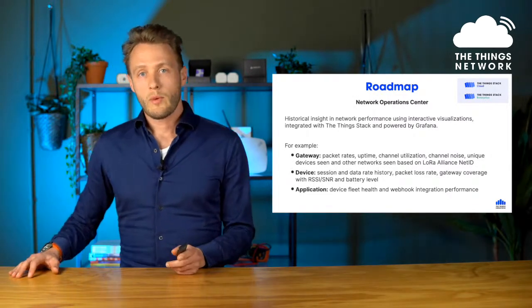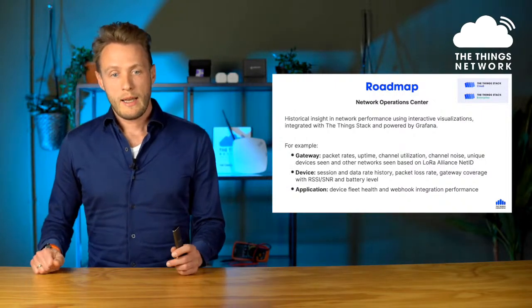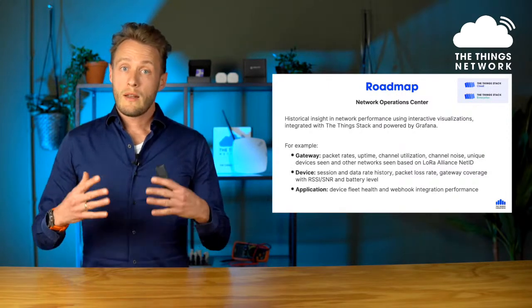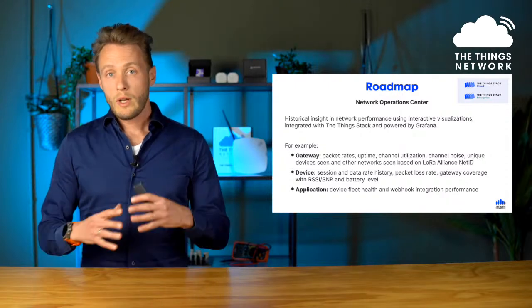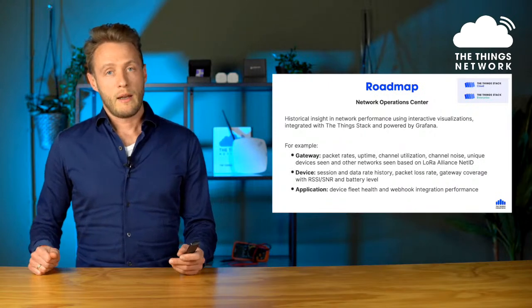The other one is the Network Operations Center, and that will provide historical insight into the performance of your network using mostly nice visualizations in the browser. It's fully integrated with the Things Stack, and it's powered by Grafana. And I think most of you know Grafana. It's an open source, really well and fully featured dashboarding tool. And so we built an integration with that.